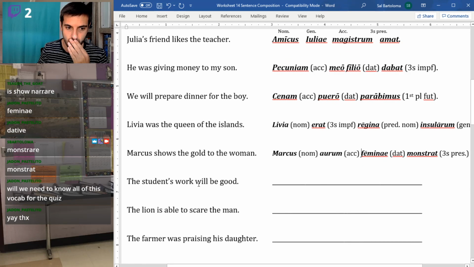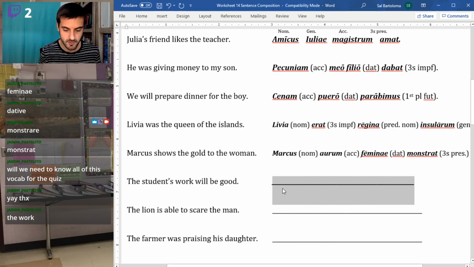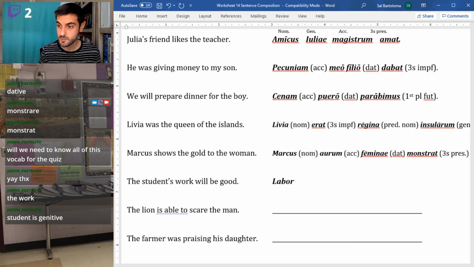The student's work will be good. So you got to be careful here. What's the subject of this sentence? The student's work will be good. The work. Excellent. And the word for work is labor. Student is genitive. Excellent. So work is the subject. How am I going to make student genitive? And notice it's the student apostrophe S. So it's one student's work. The work of the student, not the work of the students. Otherwise I'd have to move this apostrophe here.